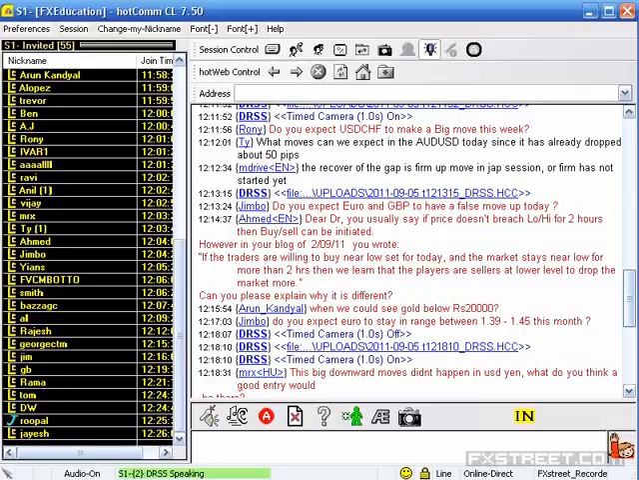Then Ahmed asks: you usually say if price does not breach the low or high for 2 hours, then a buy or sell can be initiated. However, in your blog on 2.9, you wrote that if traders are willing to buy near the low set for today and the market stays near the low for more than 2 hours, then we learn that the players are sellers. Yes, that was an unusual situation. That is why I gave the remark.